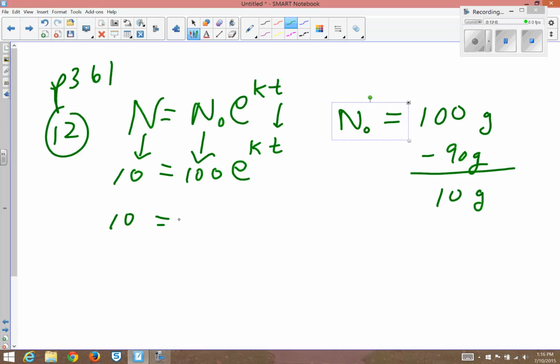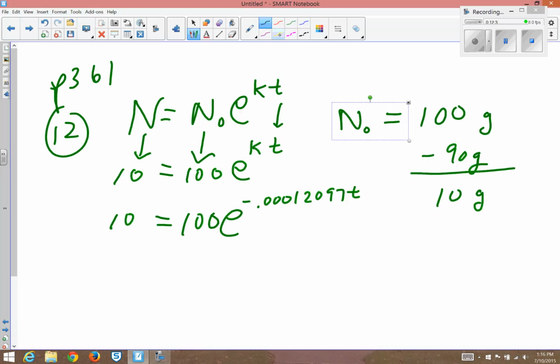So we can say 10 equals 100 e to the negative 0.000120097 t. And we're going to find the time it takes for 100 grams of carbon-14 to become 10 grams. Then we'll know how old the piece of wood is.